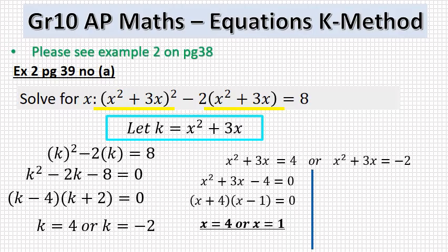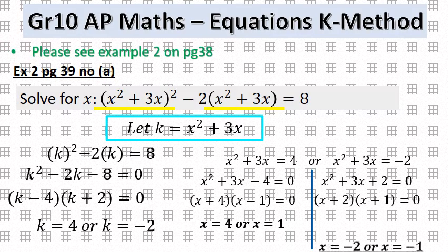And on the right hand side of this column, we can say x squared plus 3x plus 2 equals 0. Factorize it, and you'll end up with x equals minus 2 or x equals minus 1. Not so bad, right? 4 answers in terms of x, not k, but merely replacing that bracket with a k helped us get there.